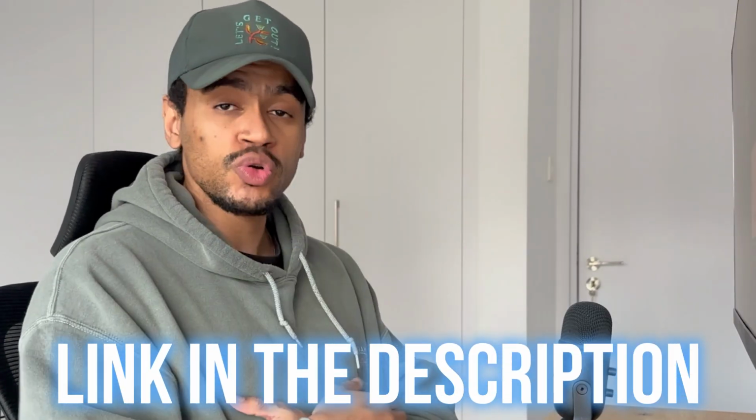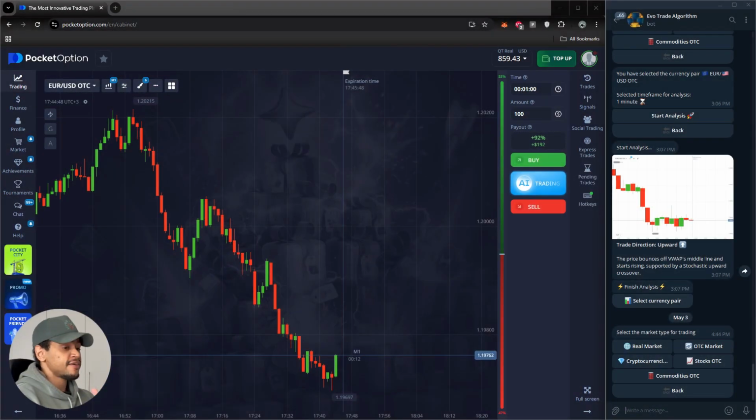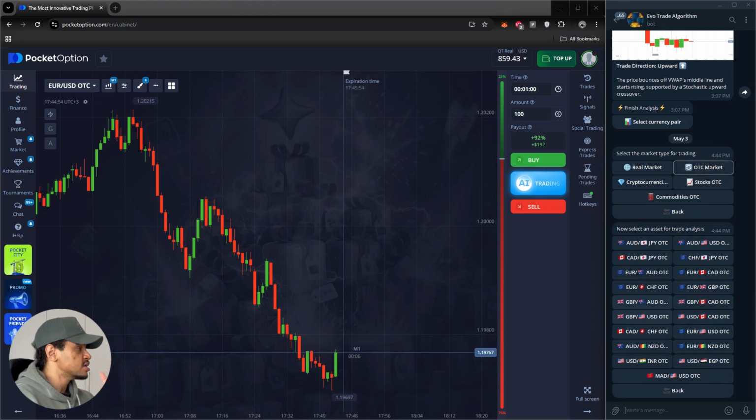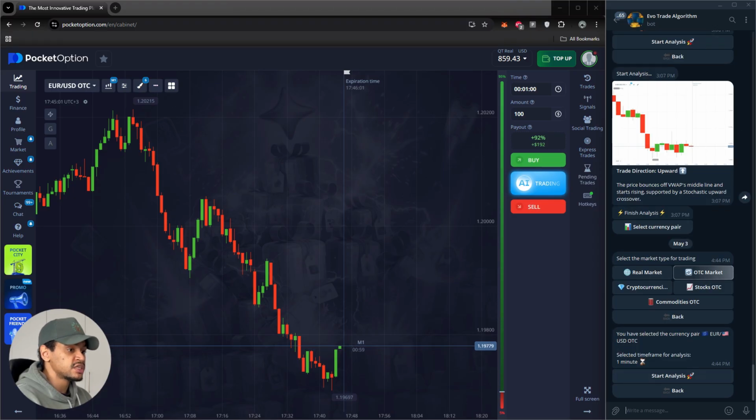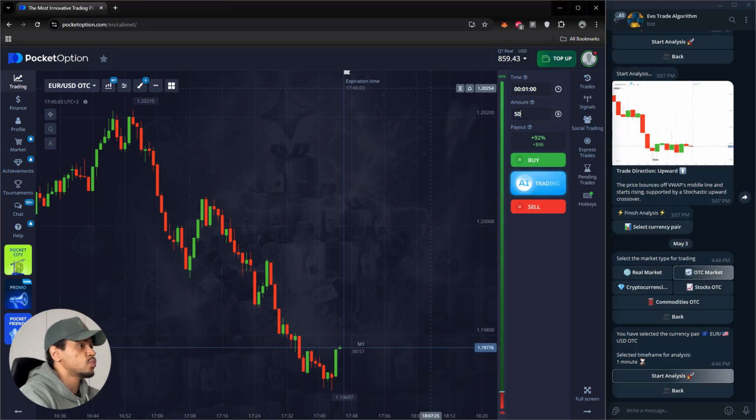But now let's go into the market and let's make a little bit of money as always. Right, so here we have 5 different markets. We're gonna start with Evo Trade algorithm to build up a little bit of balance. So let's go ahead. We are on United States dollars, so let's select it and let's get straight into it. We're gonna trade on 1 minute, press start analysis, and that's all we need right there.